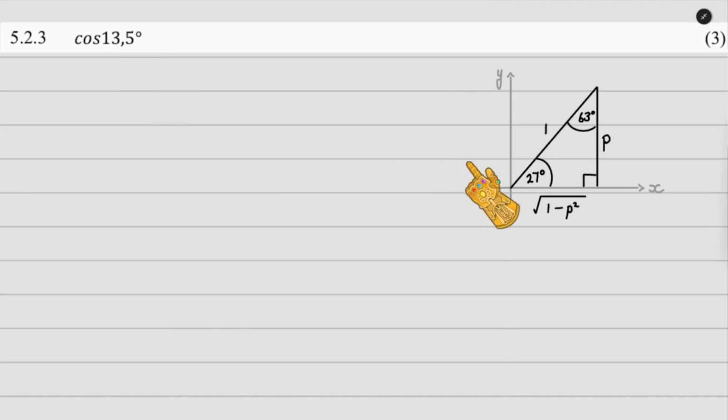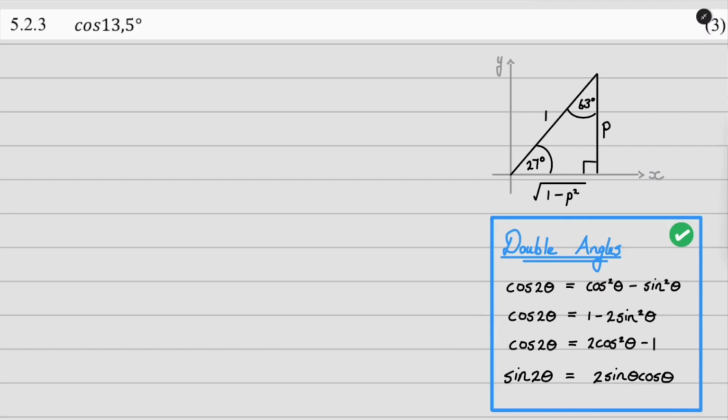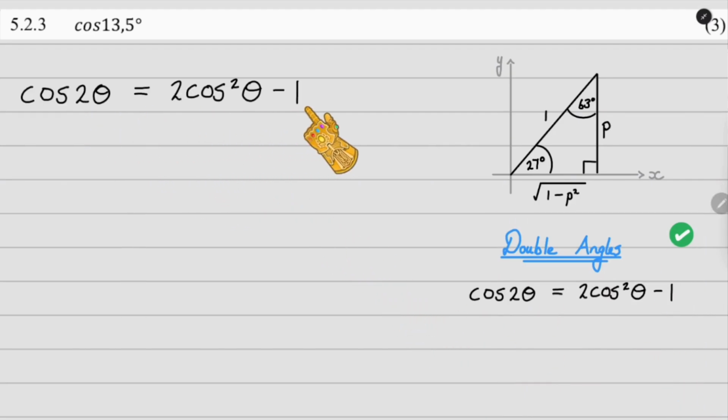So let's have a look at our double angles. We've got 4 possible double angle formulas that we can utilize, but it's very specific as to which one we need to choose. I don't want one with sine in it, because I won't be able to get sine of 13.5, and I need cos of 13.5. So I'm going to choose this double angle over here. And I'm going to show you how we utilize this double angle to get this.